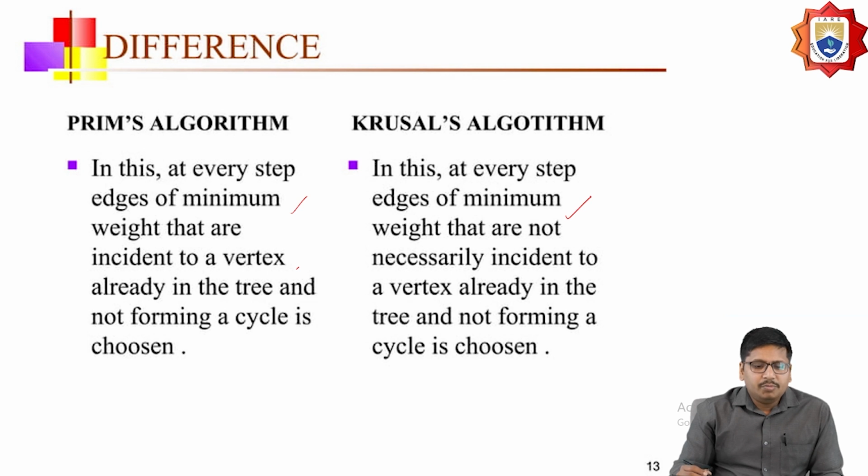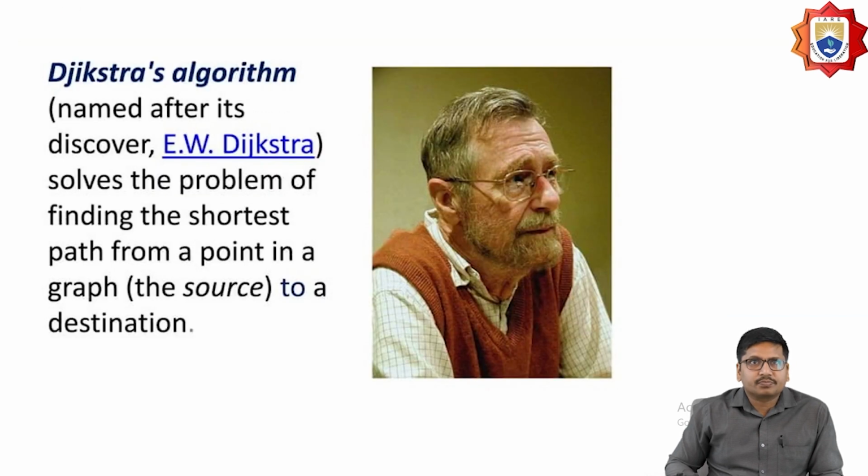Okay, so in Prim's algorithm, at every step the edge of minimum weight that is incident to a vertex already in the tree, not forming a cycle, is chosen. And in Kruskal's algorithm, at every step the edge of minimum weight that is not necessarily incident to a vertex, and is not forming a cycle, is chosen. That is the only difference between them.